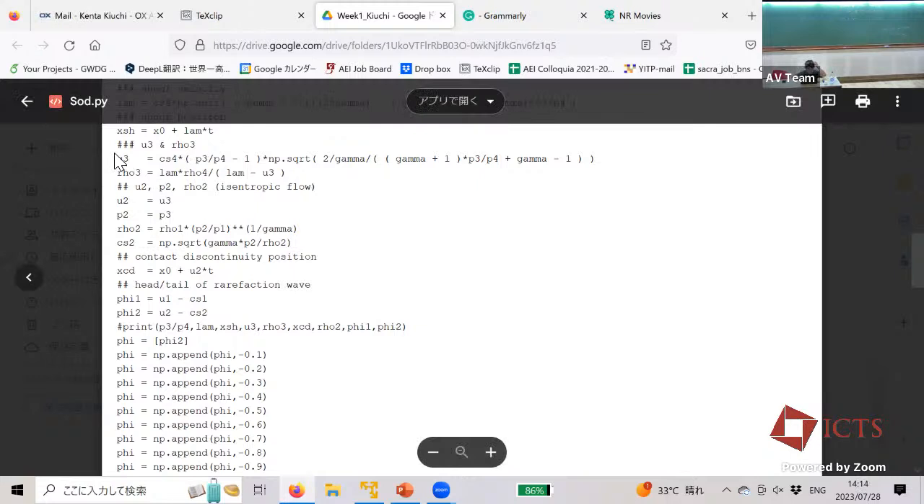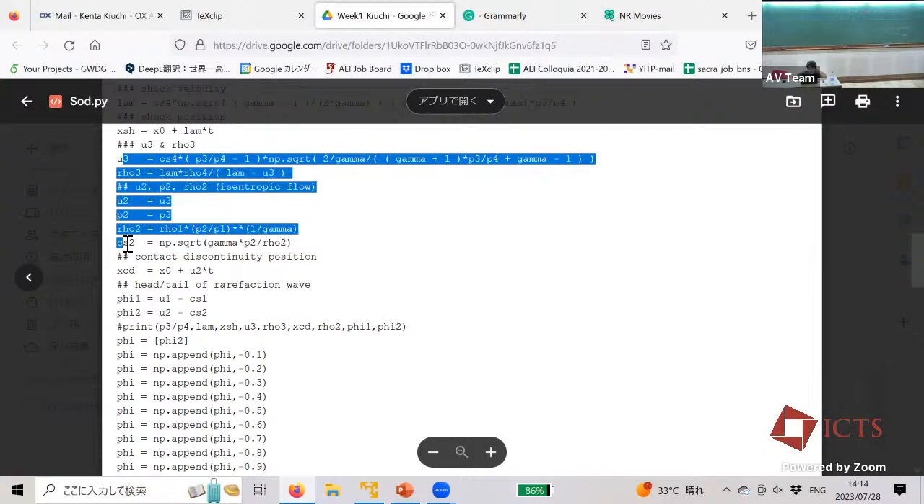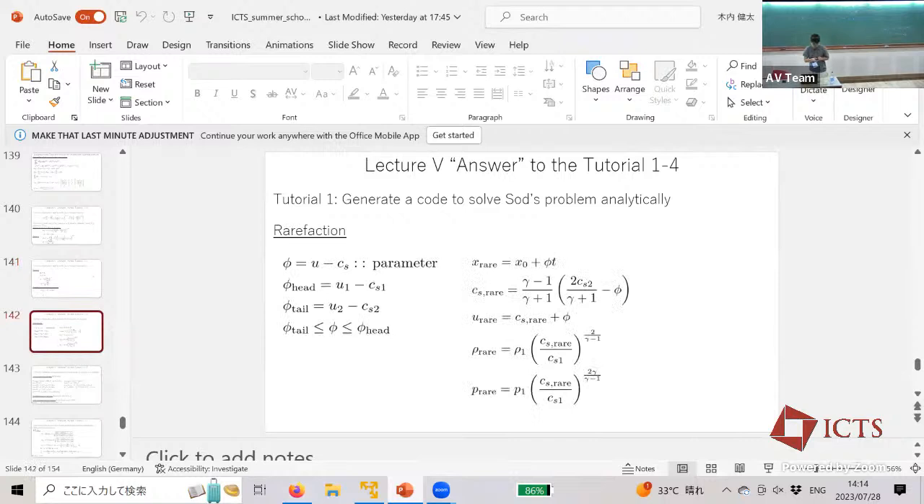Okay, now you can calculate the U3 and rho 3 by this equation and the U2, P2 and so on, and the position of the contact discontinuity. Right? So the final task is to get the internal structure inside the rarefaction wave. How to do that? In rarefaction waves, in this particular problem, the propagation wave pattern speed is described by U minus Cs. So I define phi as the wave pattern speed, and this gives a parameter to describe the internal structure of the rarefaction wave.